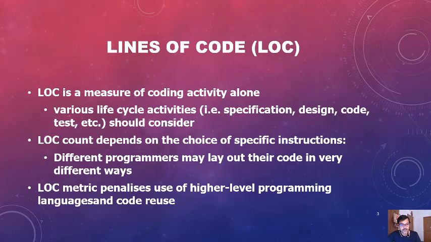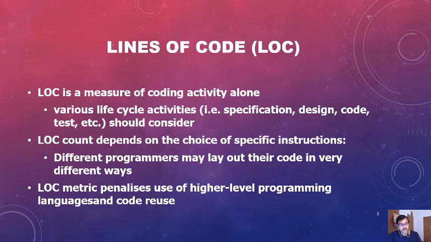Suppose you measure your software on the basis of lines of code, and on that basis you select the price. Then you should not reuse code, because if you reuse code, the lines of the actual software program will reduce and your software price will be less. So this is a problem of the lines of code metric.